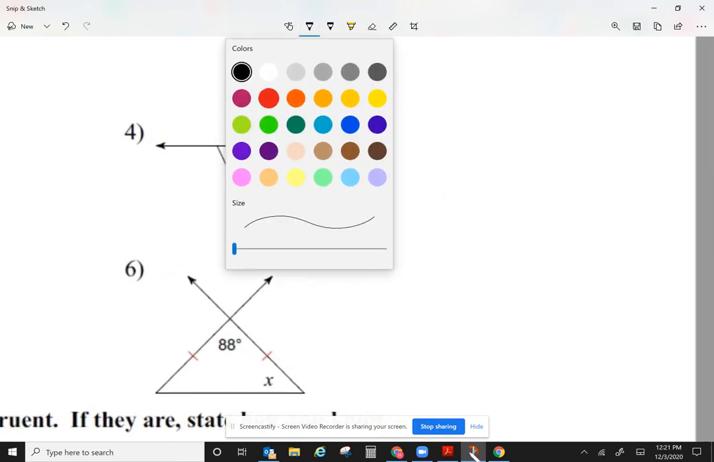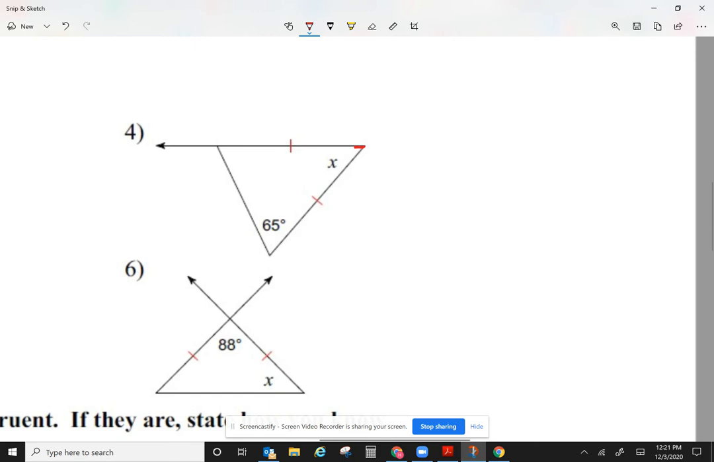Let's take a look at number 4. Let me highlight one of my sides in red. Right, I'm looking at the sides that are marked. Let me highlight one of my sides. The opposite angle is this one. Remember, opposite means far away. Let me highlight the other side that is marked. The opposite angle is this one. If one of the angles was x, the other angle was 65, then I would say x equals 65.